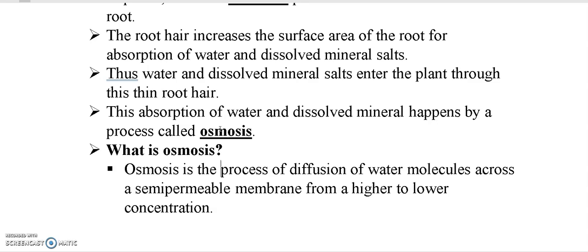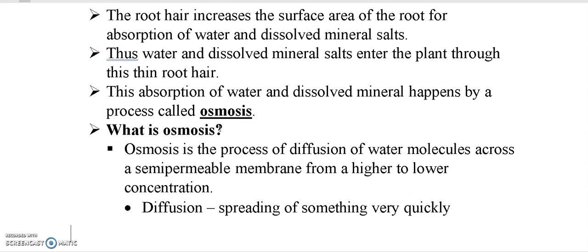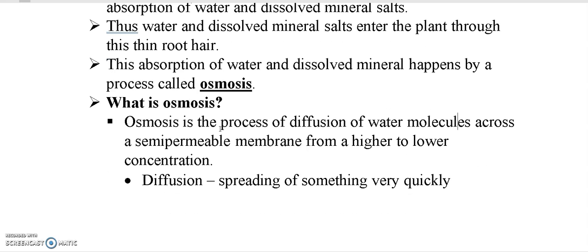Now we need to understand all the terminologies. So first, the first word is diffusion. Osmosis is the process of diffusion. Now what do we mean by diffusion? Diffusion means spreading of something very quickly. So it's a process of diffusion.